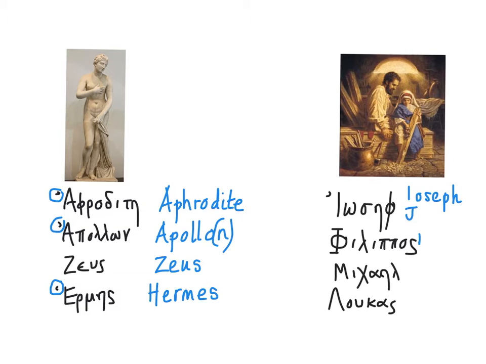The second name is a Greek name, which means lover of horses, in fact. Philippos, if you take it letter by letter, or Philip, as it's most often known to us. Third name here is Michael, and the fourth name, taking it letter by letter, Lucas, which we more commonly write as Luke today.